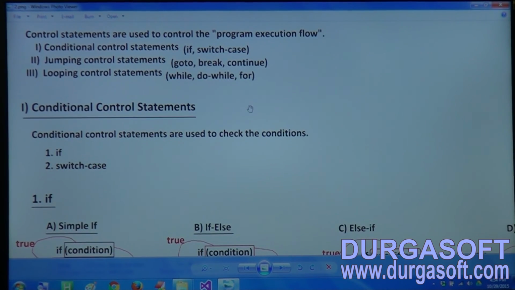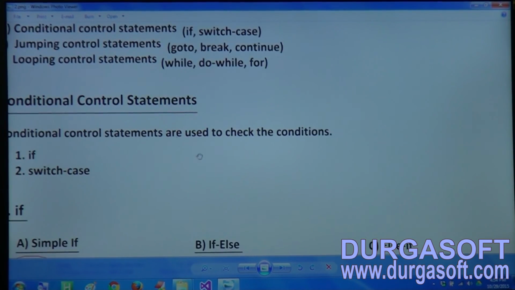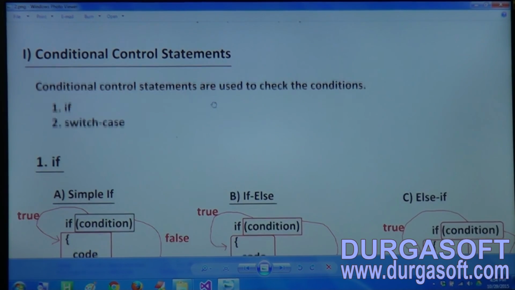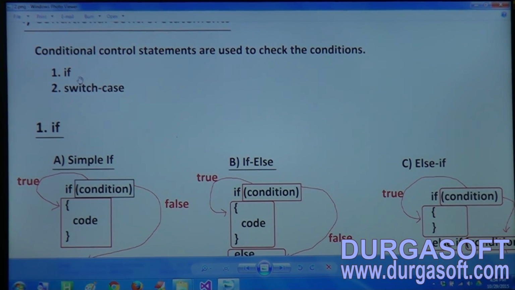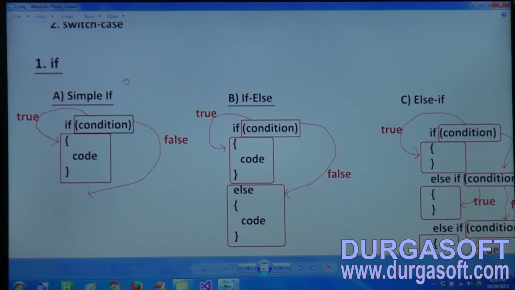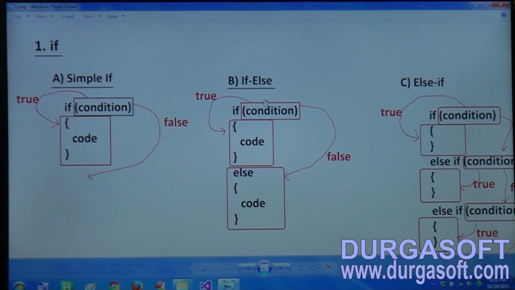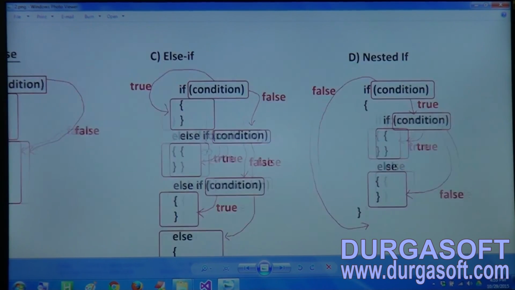First we will see conditional control statements. What are the conditional control statements? Conditional control statements mean we can check the condition. If the condition is true, then only we execute the code. So first we have if. In if we have many formats: simple if, if else, else if and nested if.